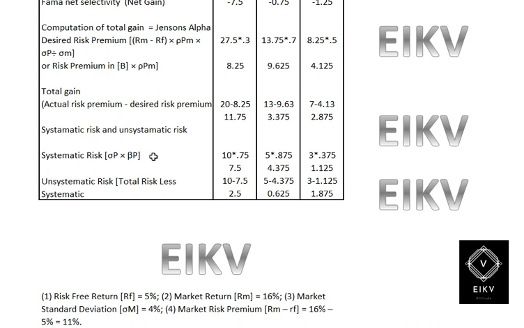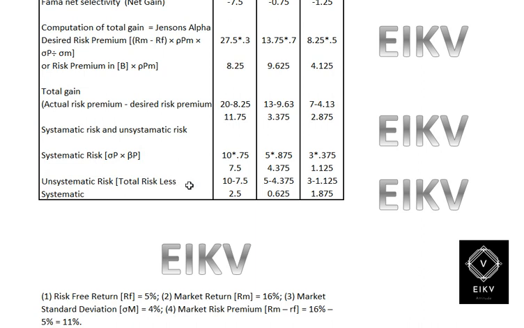So the systematic risk would be standard deviation of the security into beta. So the systematic risk would be 10 into 0.75, which is 7.5, and 5 into 0.875, which is 4.375, and 3 into 0.375, which is 1.125.